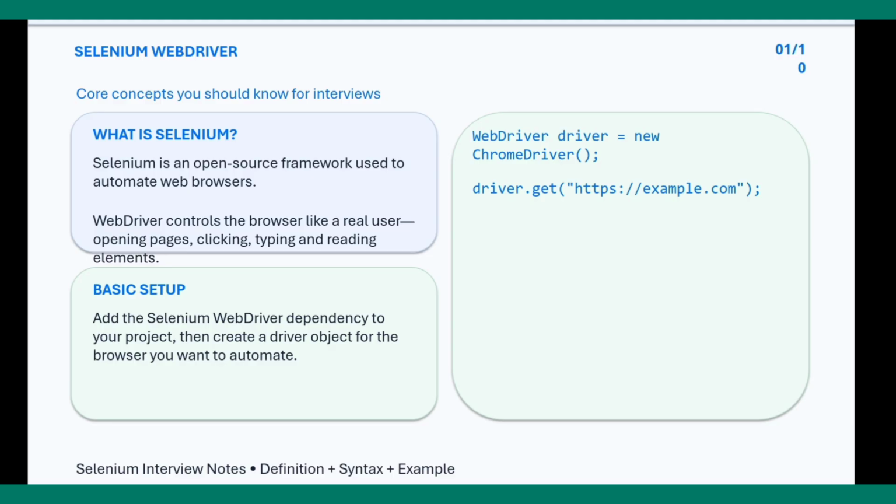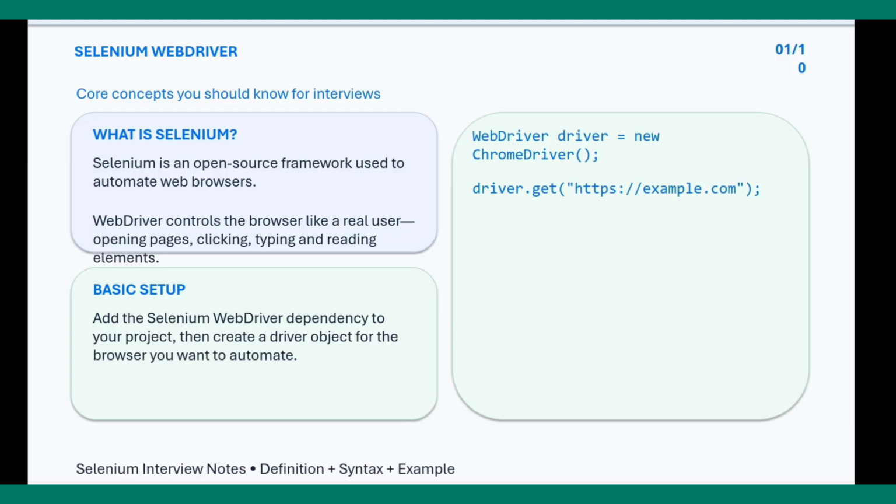Selenium is an open source framework mainly used to automate web applications. It allows us to control a browser programmatically, just like a real user would. We can open a website, click buttons, enter text, read information, and perform many other actions. The main component we use for browser automation is Selenium WebDriver. In Java, for example, we create a WebDriver object and initialize it with the browser we want to use, such as Chrome. Once the driver is created, we can open our application using the get method. So, this is basically the starting point of a Selenium automation script.